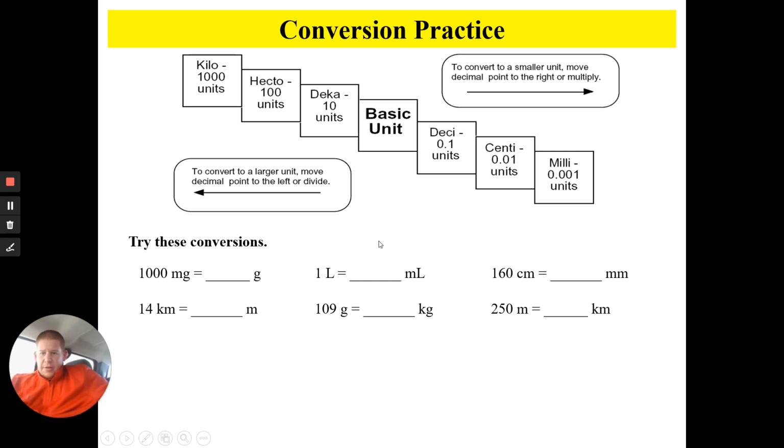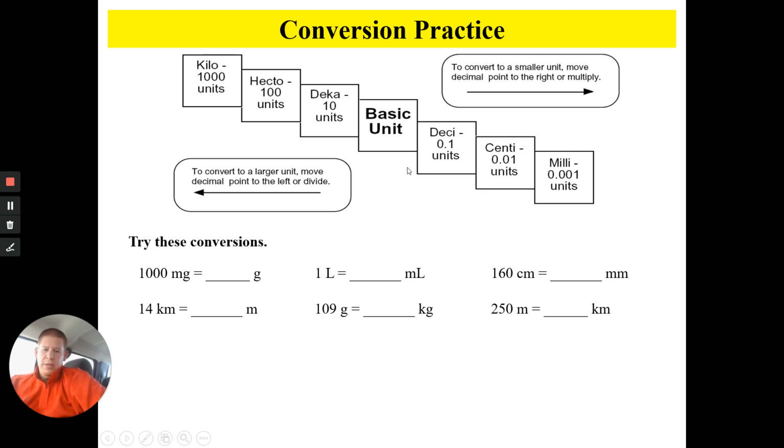So let's sum it together. We have the same little chart up here: kilo, hecto, deca, basic unit, deci, centi, and milli. Or King Henry died unusually drinking chocolate milk. So if we started with 1,000 milligrams, we're starting down at the bottom, and we're going to see how much it takes us to get to grams. So it would be 1 jump, 2 jumps, 3 jumps to the left. So we would have our decimal point here. We go 1 jump, 2 jumps, 3 jumps. So 1,000 milligrams equals 1 gram.